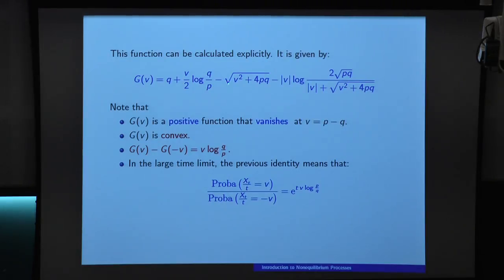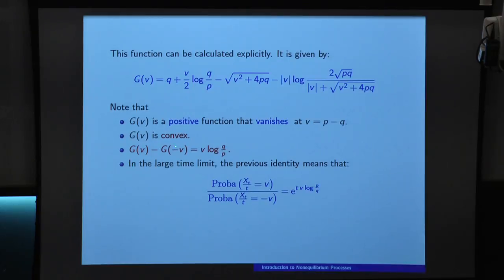It is a convex function, so it has the shape of a potential, typically. And it has a nice property that g of v minus g of minus v is simply linear in v. Here it's just a remark, but for the people who know it, which means probably everybody here, this is a very simple occurrence of the Gallavotti-Cohen identity. But here you can just check it.